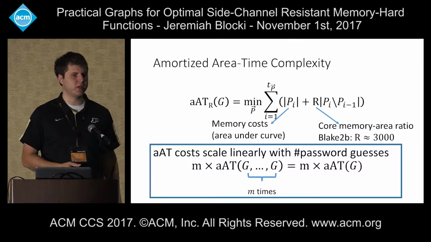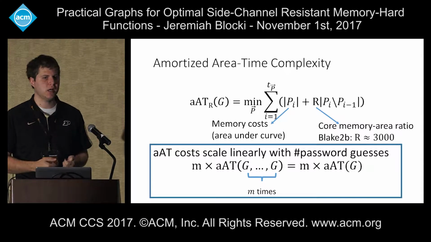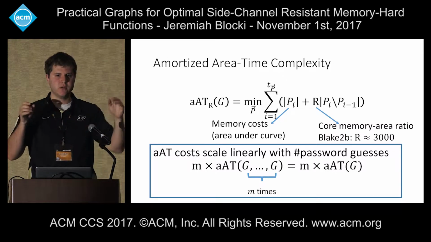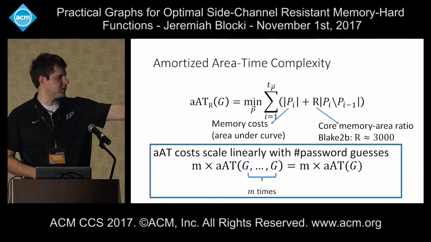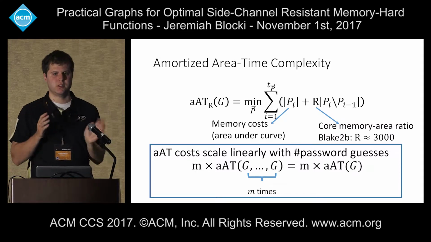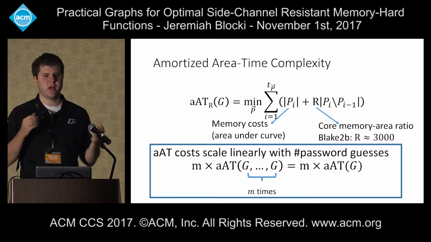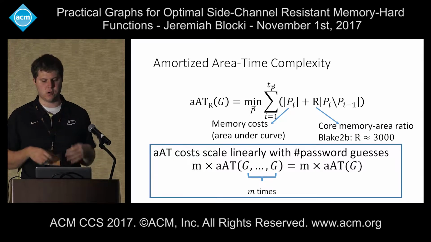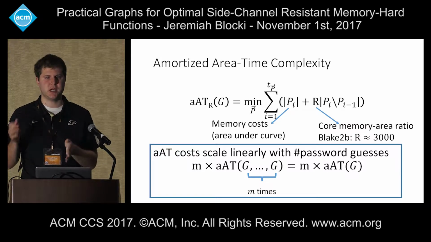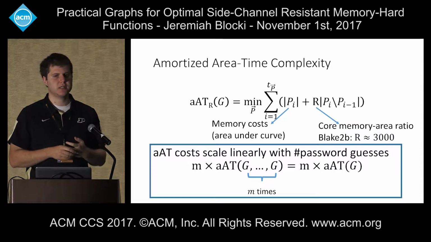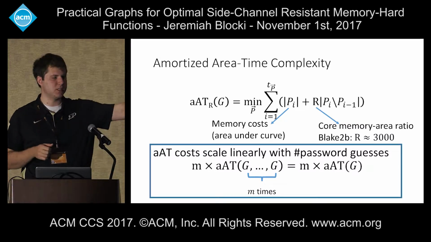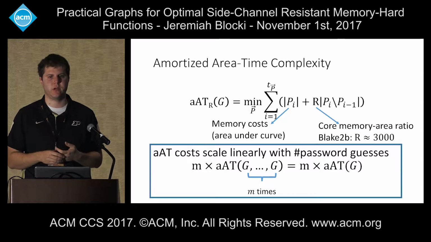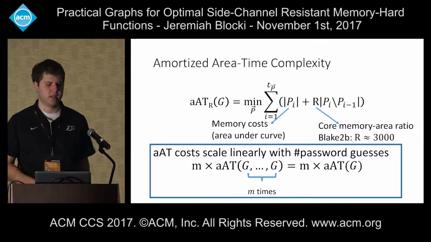So instead, we use a metric called amortized area-time complexity. Instead of looking at space-time complexity, which is the bounding box around this curve, we're looking at the area under this curve. So that's the sum over all time steps of the number of pebbles on the graph at that particular time step. We also add this second factor here, which is r times the number of new pebbles placed at each step. I should mention that in an asymptotic sense, this is the smaller term, but for practical purposes, we want to include it to make a fair comparison with other iMHF candidates.